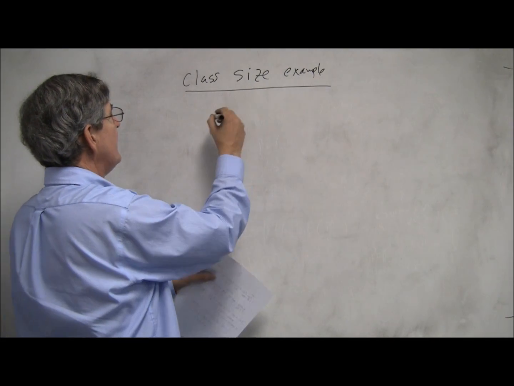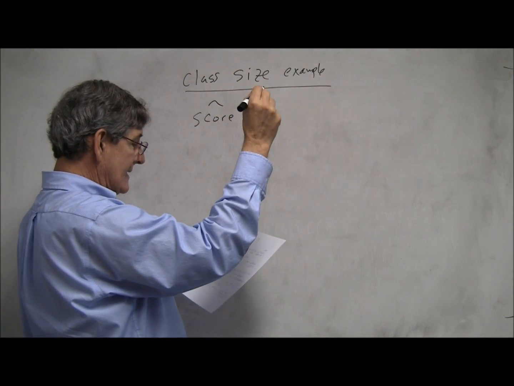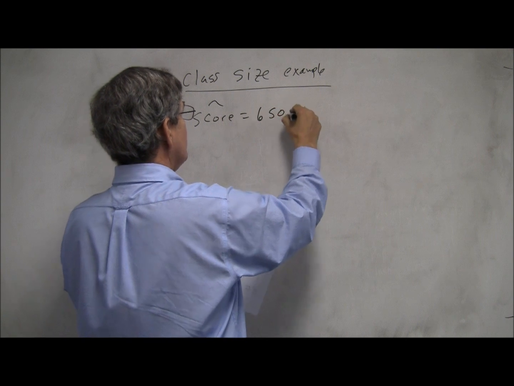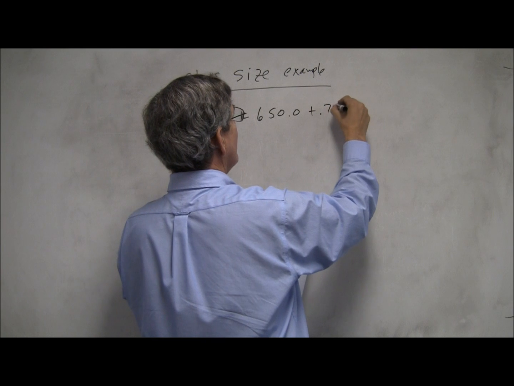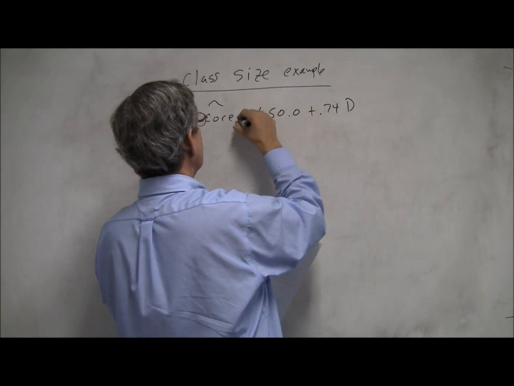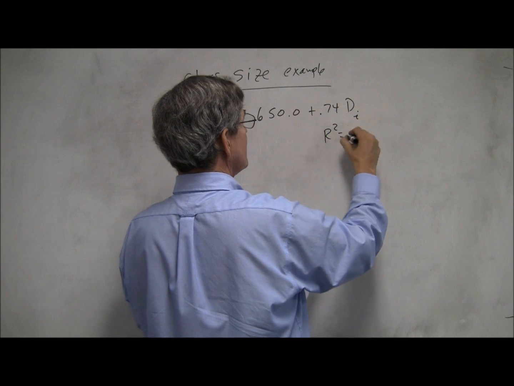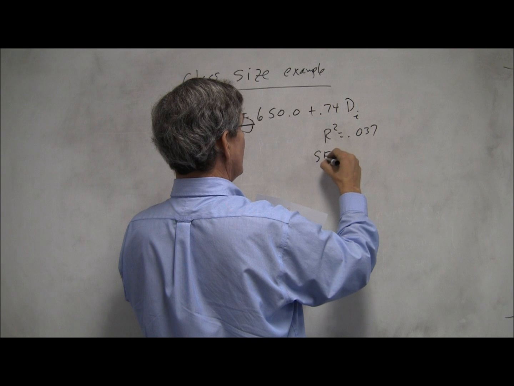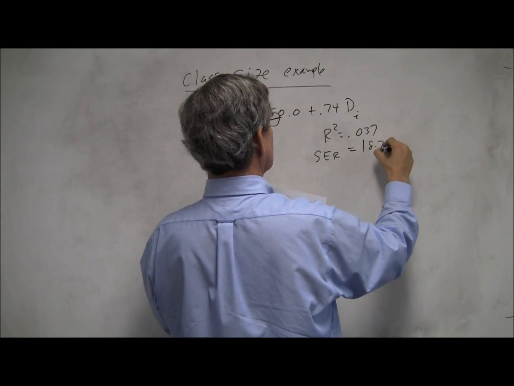If you did that with the test score class size data, you get test score equals 650.0 plus 0.74 times D_i. R squared for this model is 0.037. The standard error of regression is 18.7.